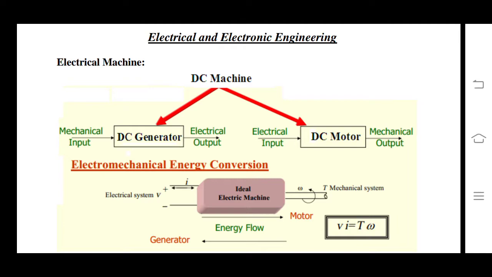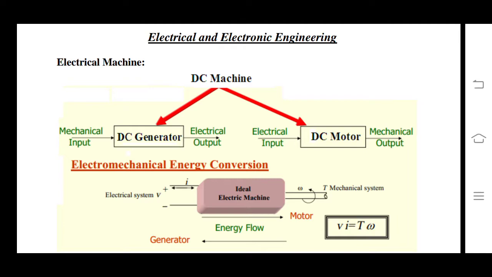A DC generator converts mechanical energy into electrical energy. The mechanical input power is P equal to T omega, that is torque into angular velocity. The torque and angular velocity are produced by the prime mover, and the electrical output is P equal to VI. Here there is no cos phi because it is a DC generator.